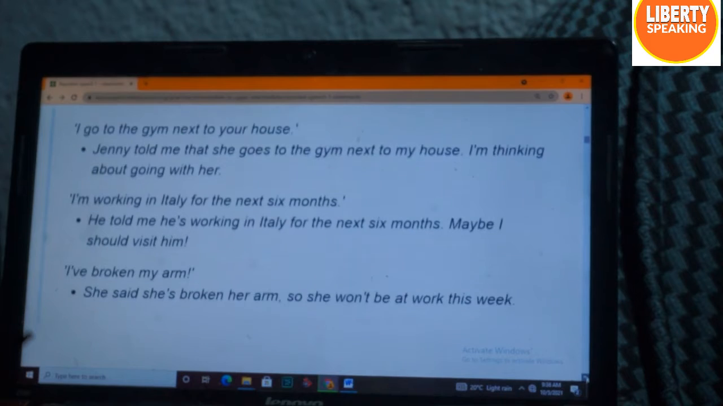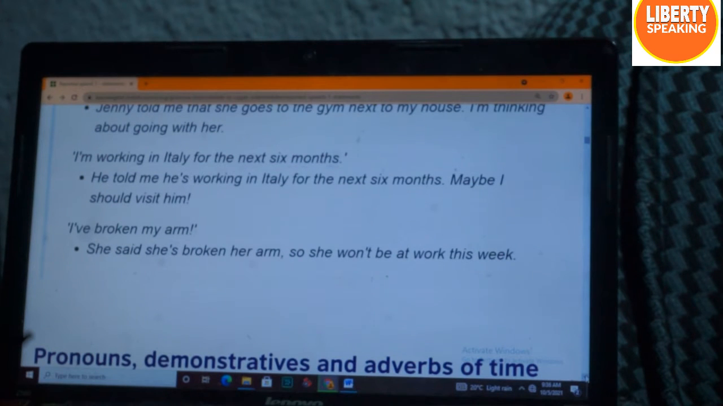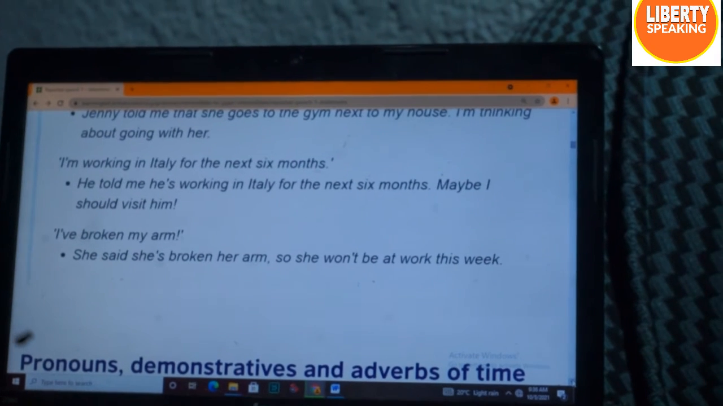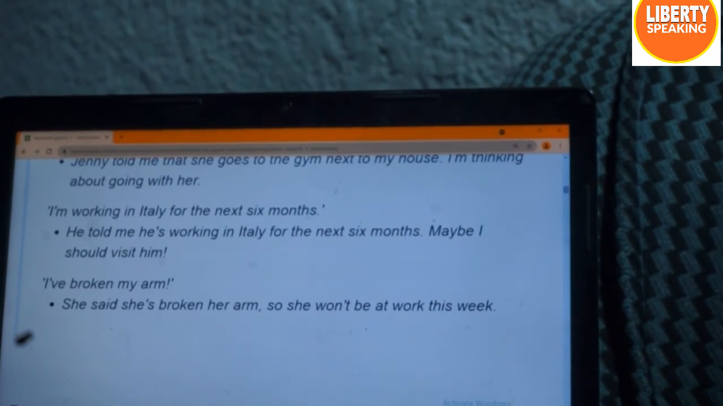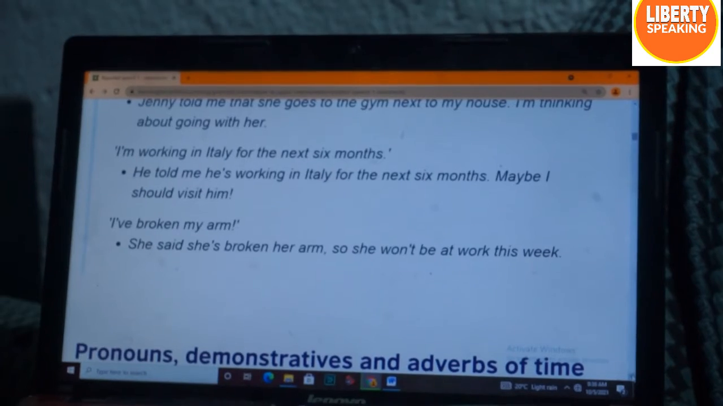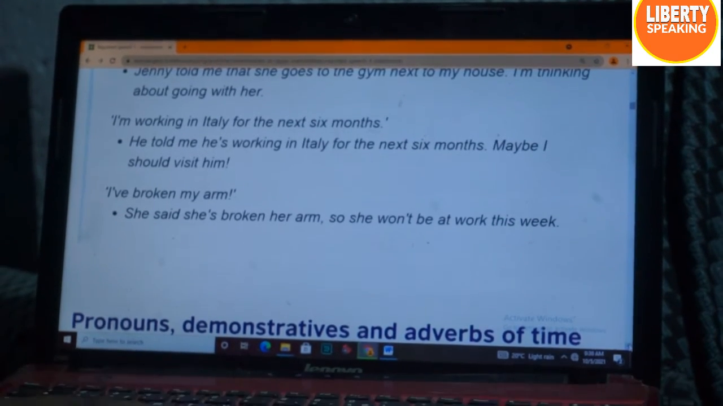The next one is, I've broken my arm. I've broken my arm is present perfect. She said she's broken her arm, so she won't be at home. I repeat, she said she's broken her arm, so she won't be at work this week.